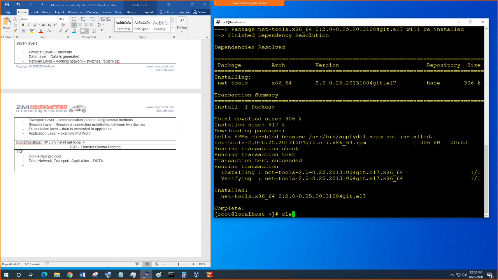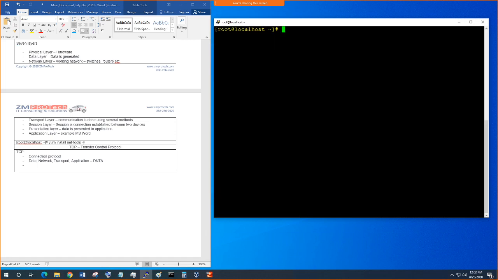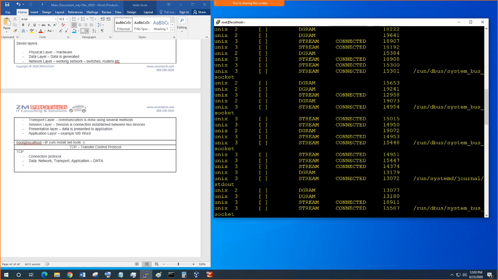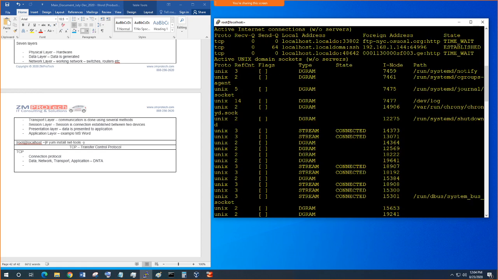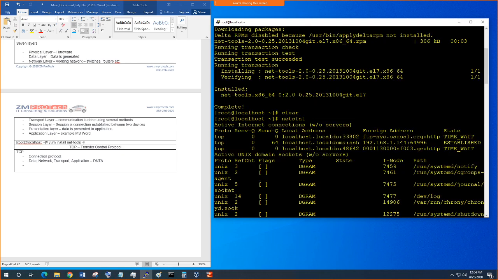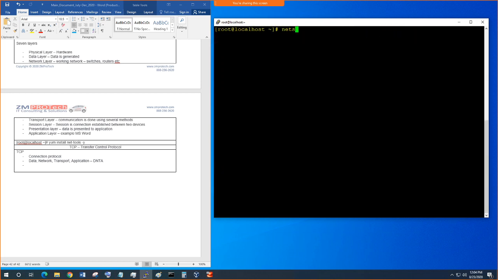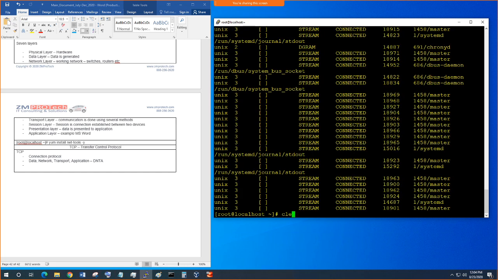Okay, so let me clear this. If you want to see netstat, I type netstat and hit enter, and in here you see it says the protocol is using TCP. Let me clear this. Netstat hyphen anp. Oh, it's getting too many.